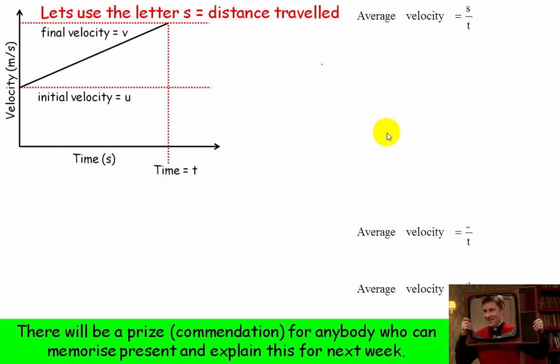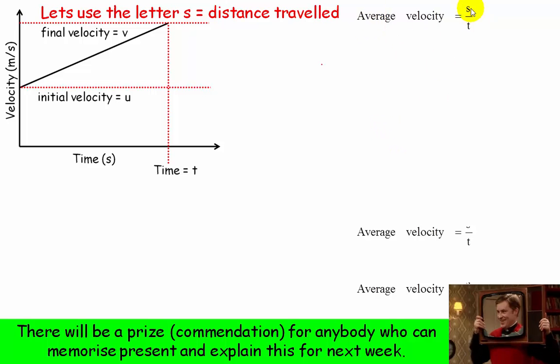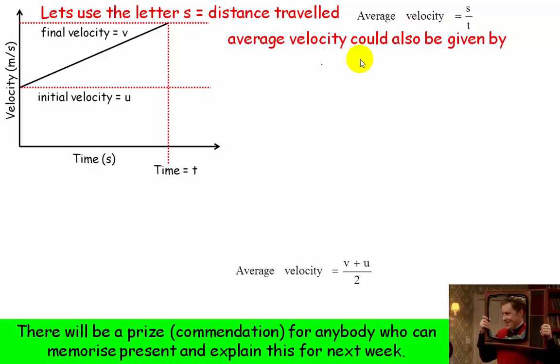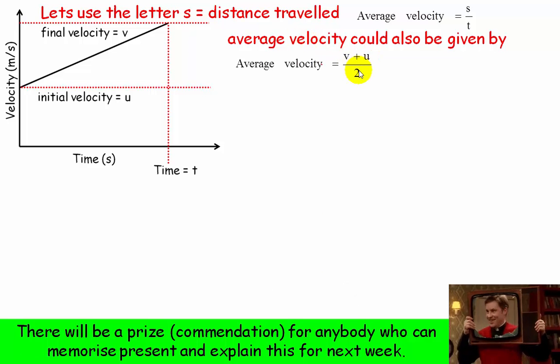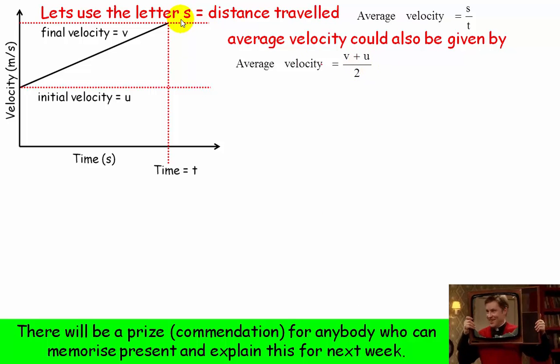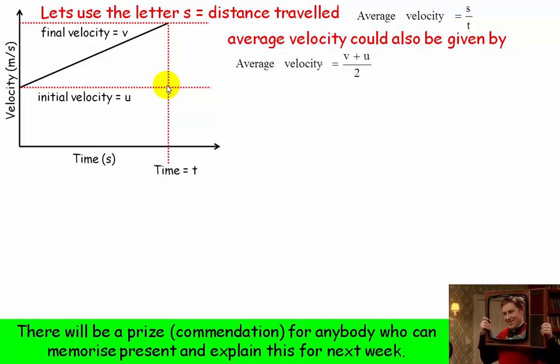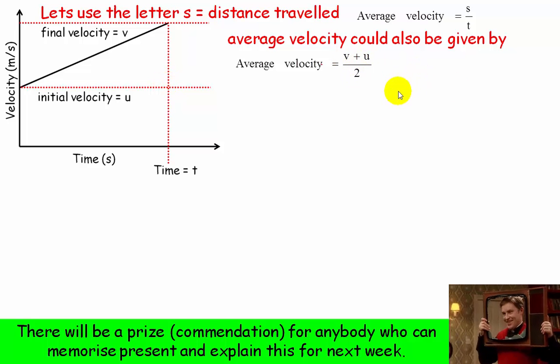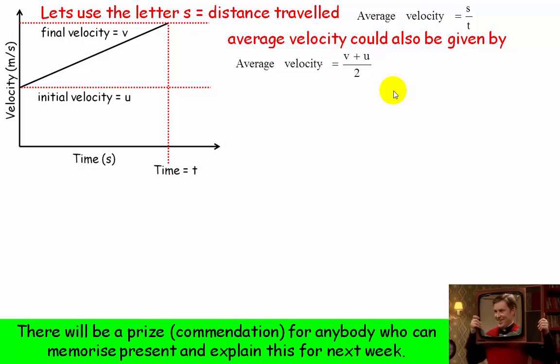Okay, so average velocity would be the total distance divided by time. We could also describe this as (v plus u) divided by 2. So let's pretend, using our pretend numbers from before, if v was 20 and u was 10, then you'd have 20 plus 10 divided by 2, which would get you 15 meters per second. So you can see it does work.